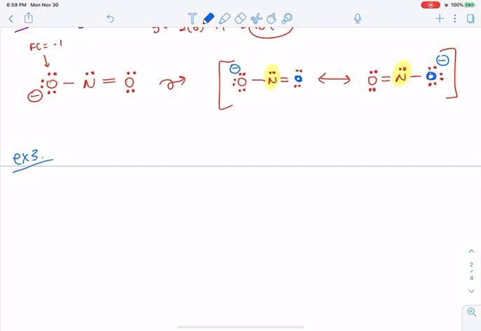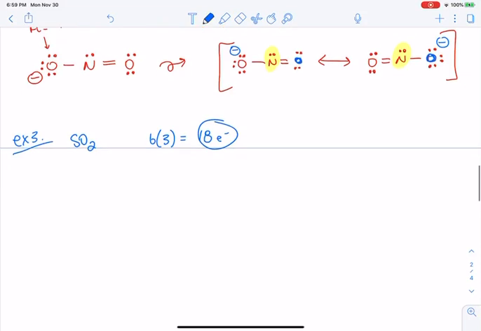Example 3, SO2. So we have 6 times 3 equals 18. Both sulfur and oxygen are in the same group, so they both have 6 valence electrons. So we have sulfur, oxygen, oxygen. Very similar example, right? And so let's draw our Lewis structure.